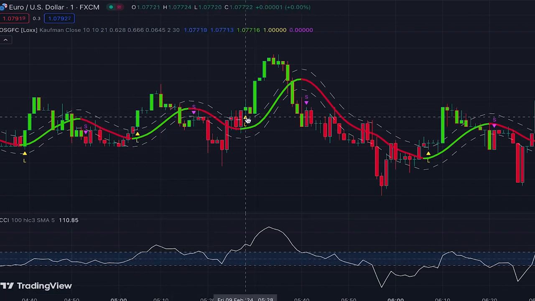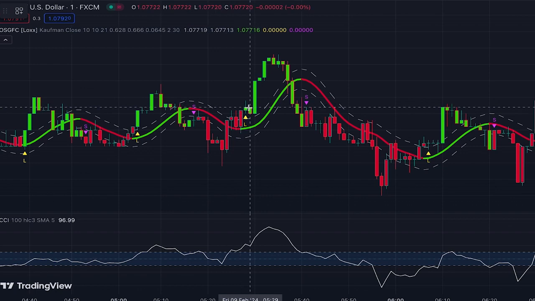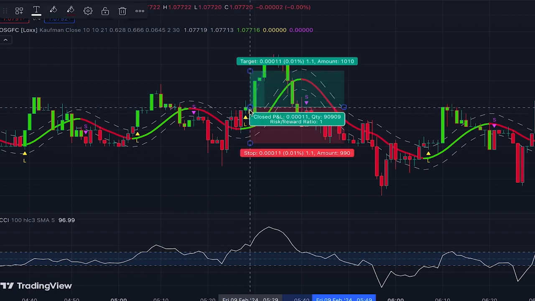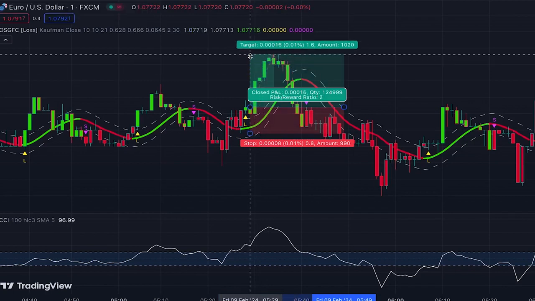And here for this long position signal here, CCI is above 50. So it's a confirmed signal and we can enter a long position here as this new candle is opened. The stop loss for this trade is placed below this middle line and the profit at 1.5 risk to reward ratio.